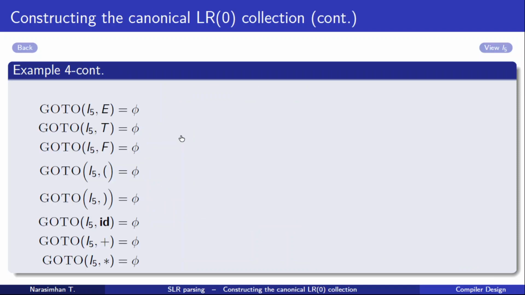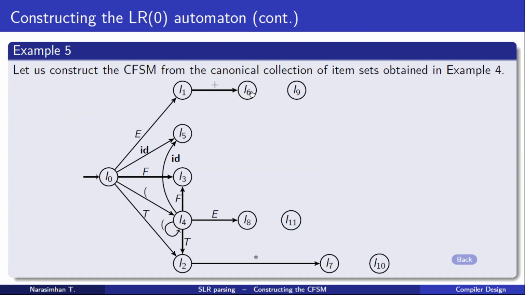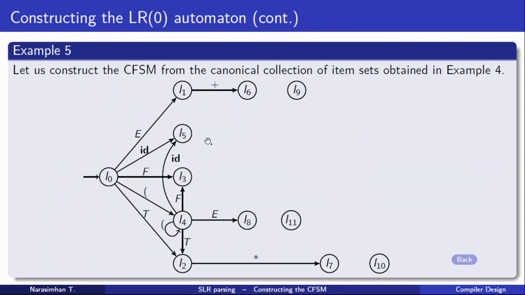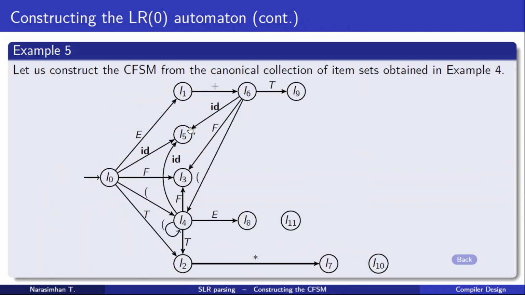What about I5? For I5 also you find there are no non-empty goTo sets, so there will be no transition from the state I5. Let us check I6. I6 on T takes you to I9, I6 on F takes you to I3. Likewise, I6 on ID takes you to I5, and I6 on left parenthesis takes you to I4.